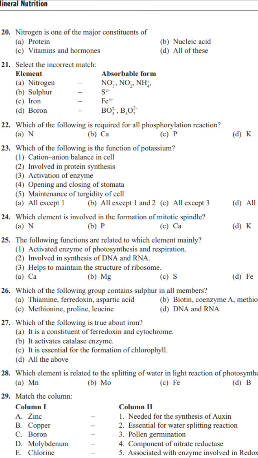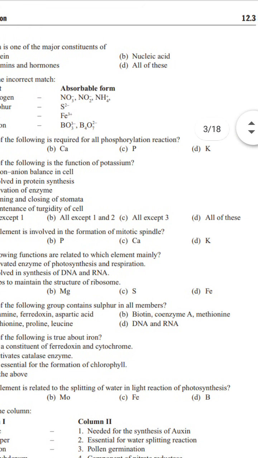Which of the following is the function of potassium? 1, cation anion balance in cell. 2, involved in protein synthesis. 3, activation of enzyme. 4, opening and closing of stomata. 5, maintenance of turgidity of cells. Now let us see the options. A, all except 1. B, all except 1 and 2. C, all except 3. D, all the above.